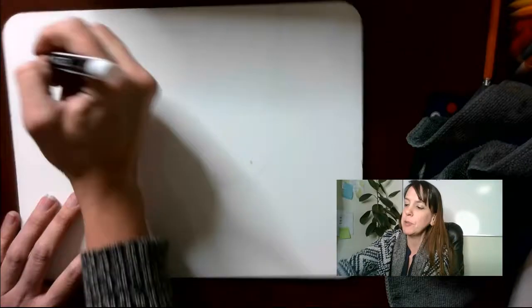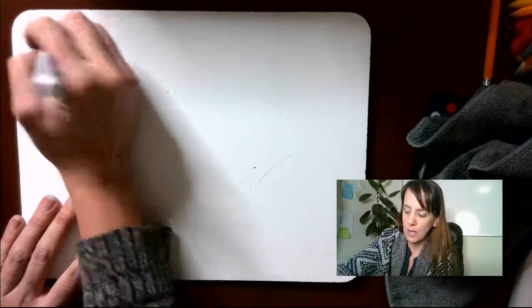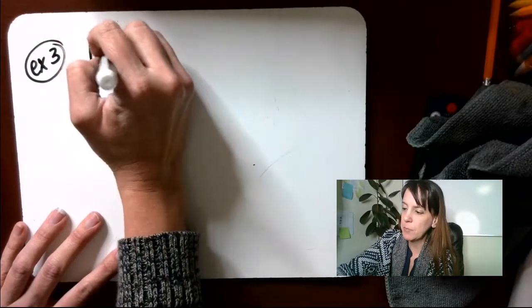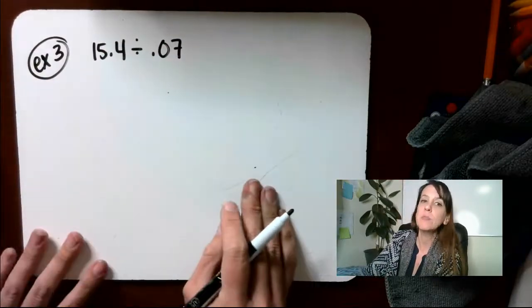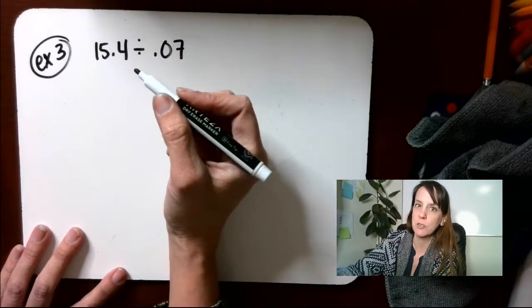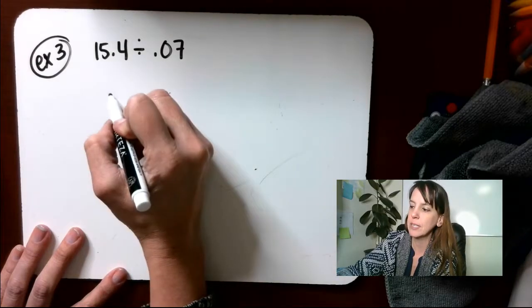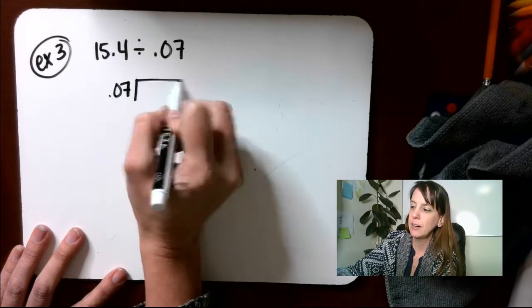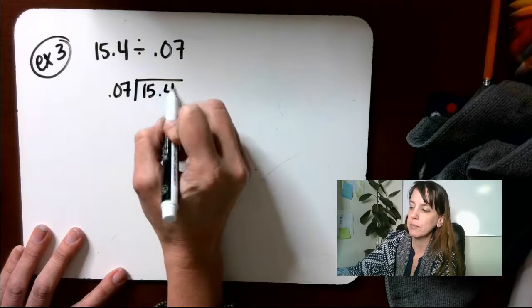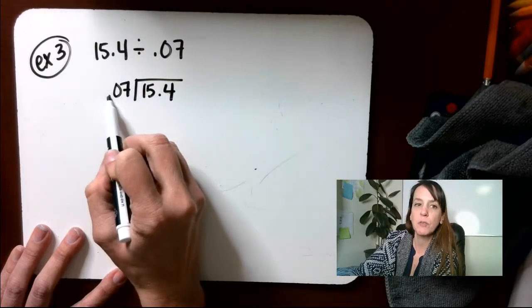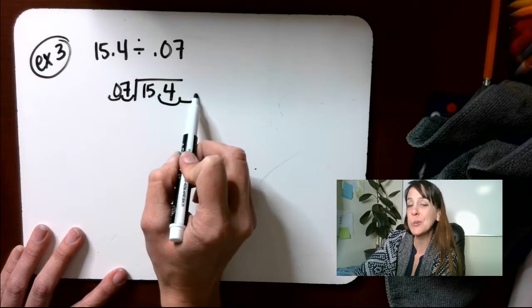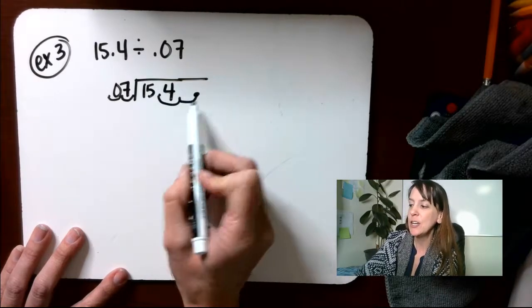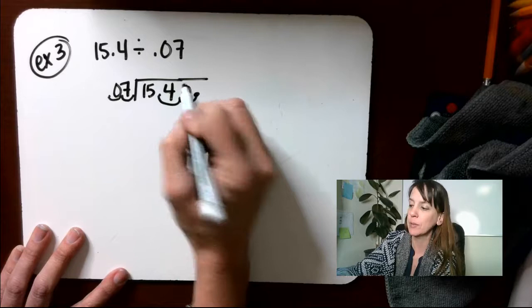All right, that was example 2. Example 3. This is 15.4 divided by 0.07. The way that I'm doing these, you guys need to be showing your work to make sure you're doing the same thing. So on the outside, I'm going to have 0.07. On the inside, I'm going to have 15.4. I'm going to move this over 2 spots, which means I need to move this over 2 spots. Now I have a blank spot here. I've got to throw a 0 in there, okay?